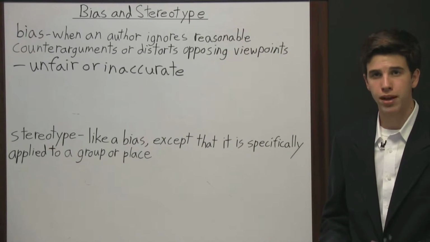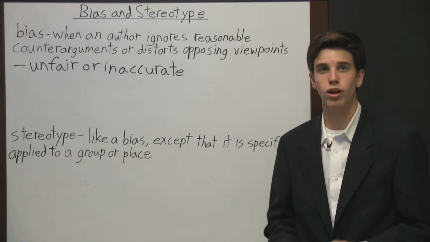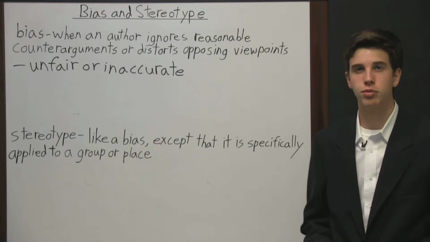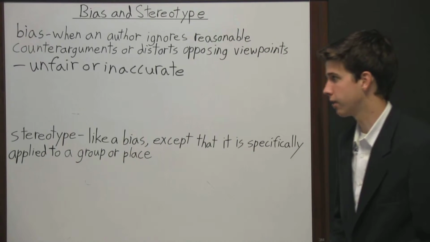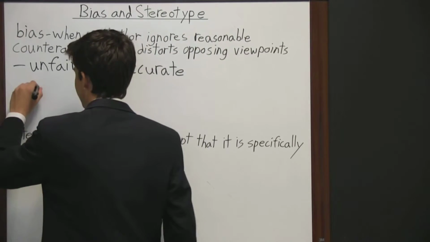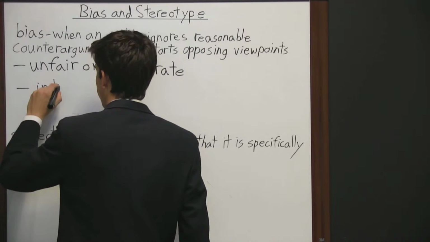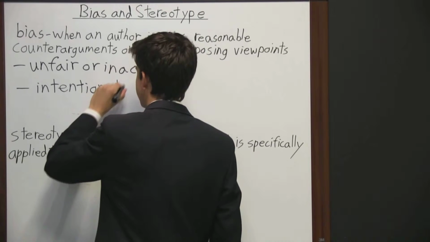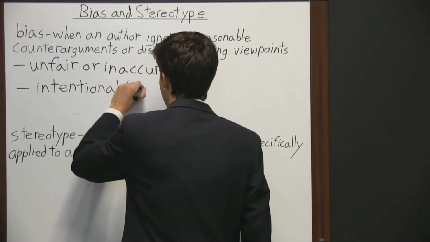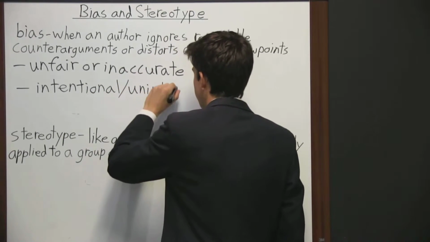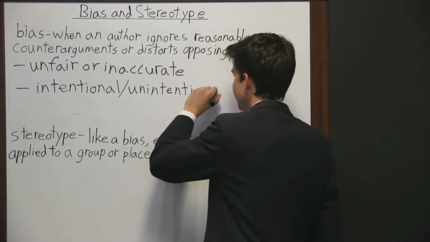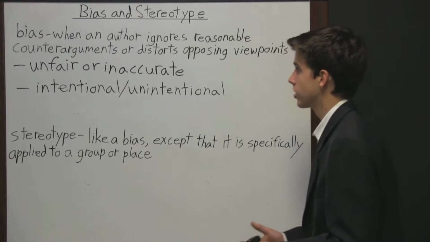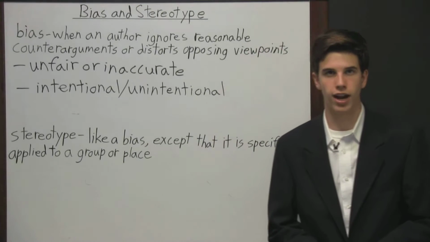Now, an author may use a bias intentionally or unintentionally, but either way, it should always alert the reader to be skeptical of the argument being made. So that's an important thing to remember, that an author may promote a bias intentionally or unintentionally. But in the end, it doesn't really matter, because either way, the author is using a bias, and that's something that needs to be corrected.